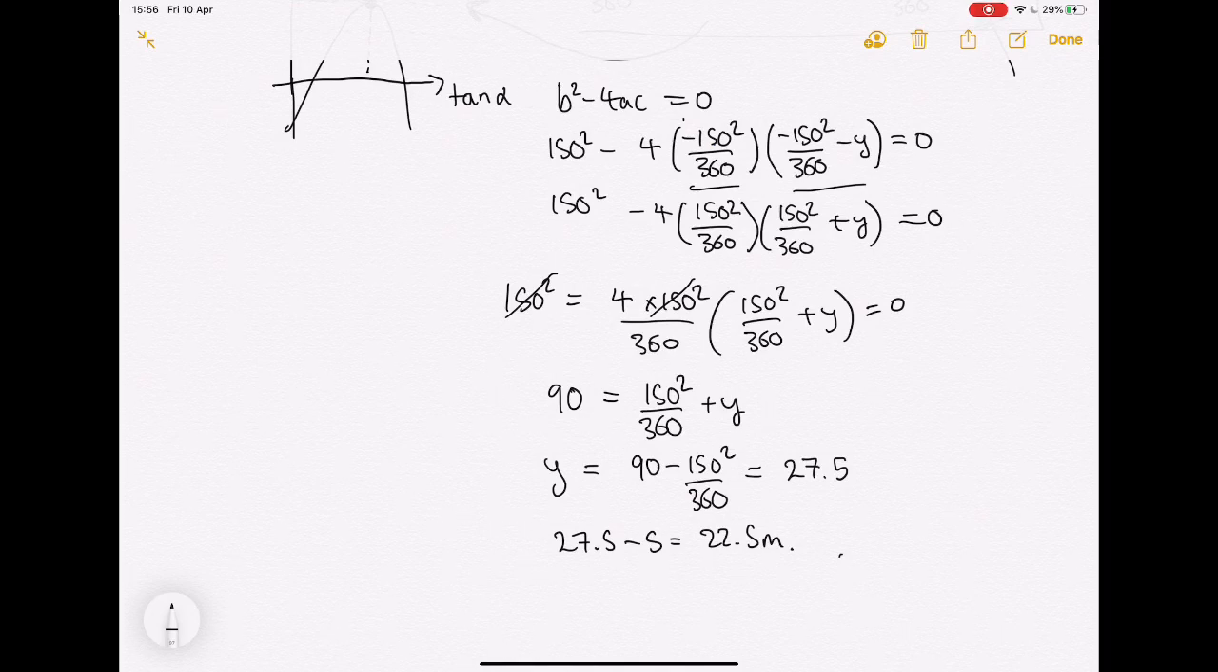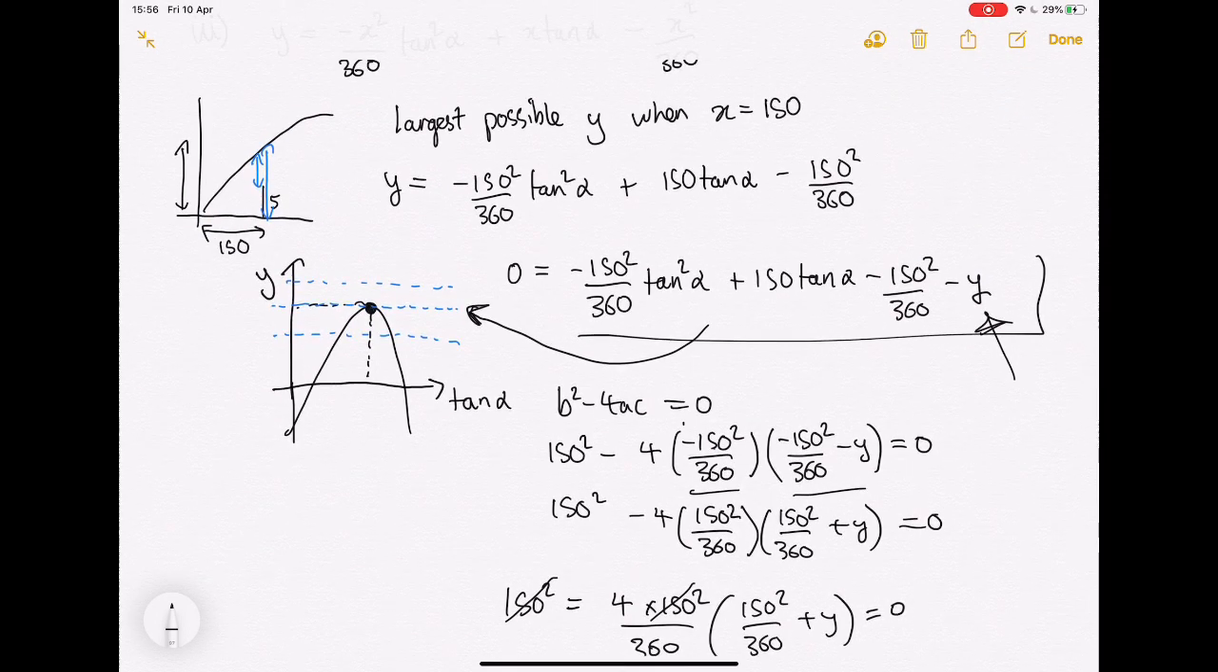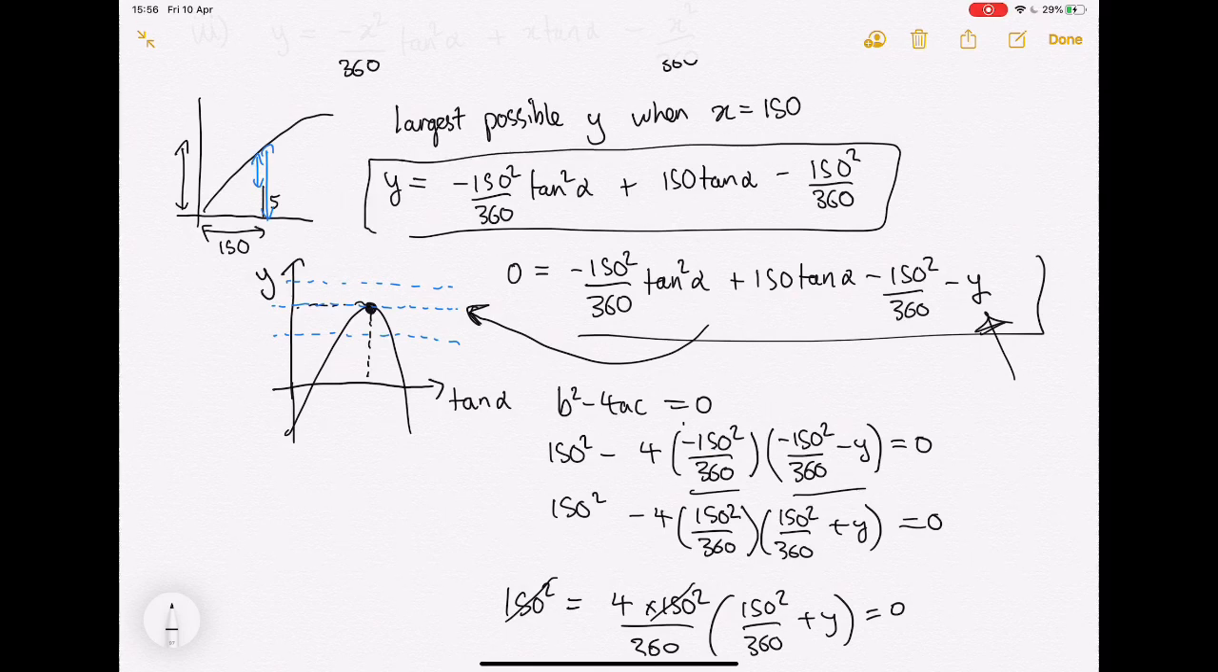We are also asked to find the value of tan alpha in this case. Well, if we go back to our quadratic equation here, we are essentially looking for this value of tan alpha here. So what value occurs here? So we're essentially saying, for what value of tan alpha does the maximum point occur?